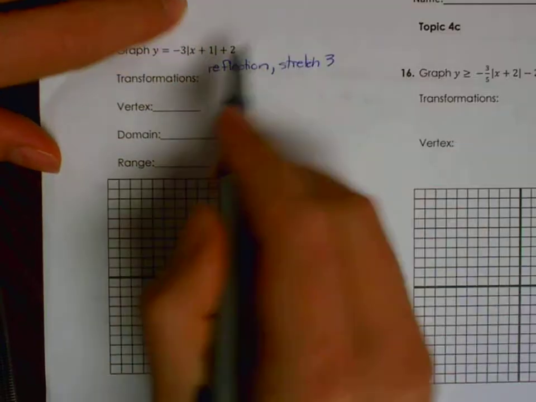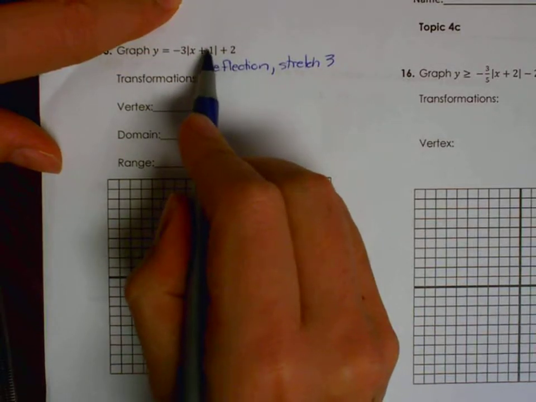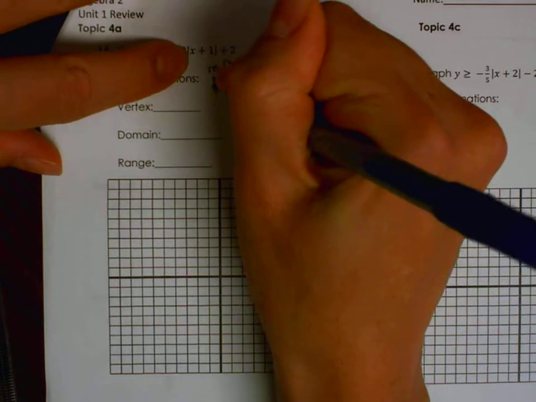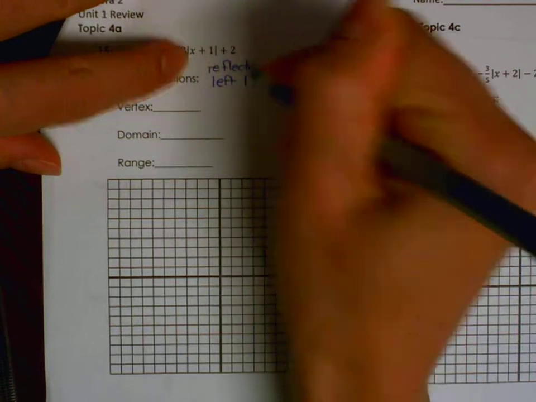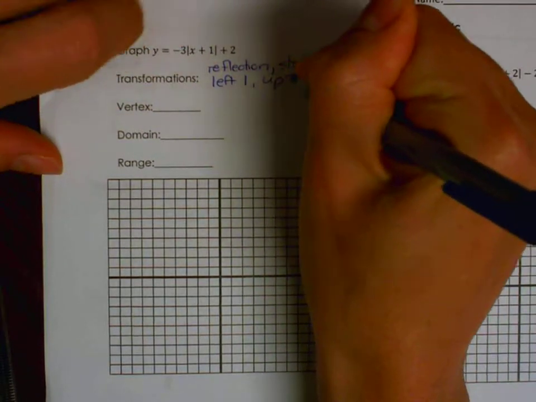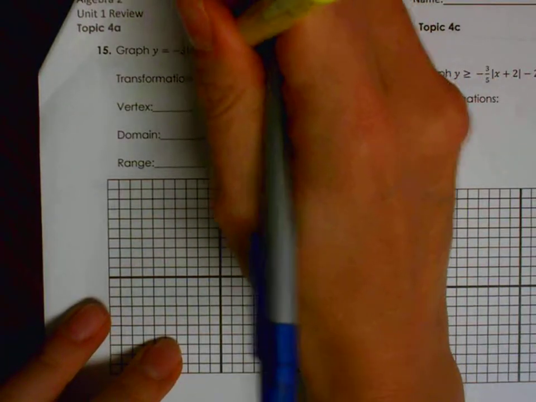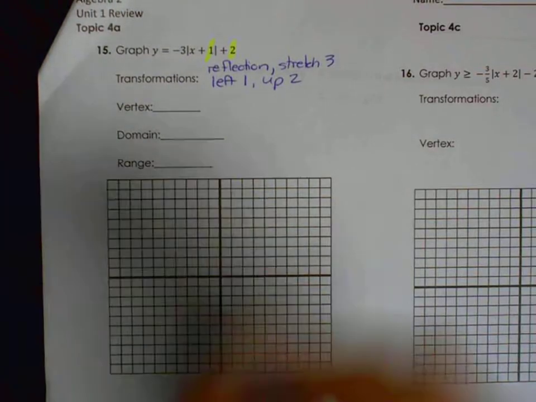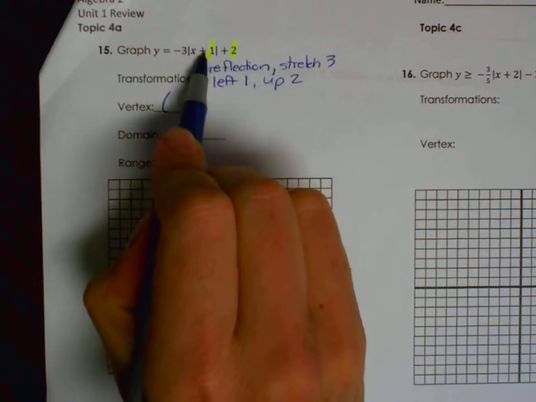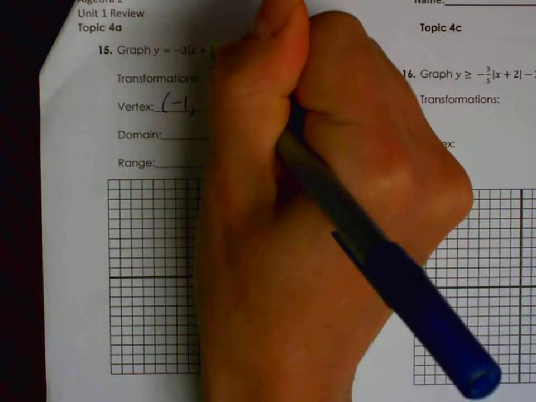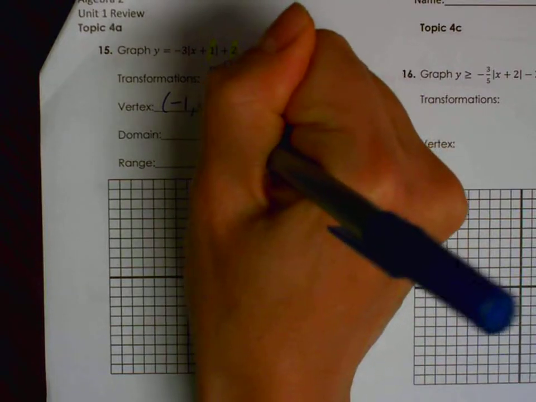1, remember this is like our x. This moves right or left, but it's kind of the opposite of what we would think. So we might think plus 1 is right, but we have to think the opposite. That's left 1, and then this is up 2. To get our vertex, we are looking at these two numbers, and again, we need to think opposite. We're going to switch the sign of the one in the absolute value sign. So our x value is -1, our y value is 2.